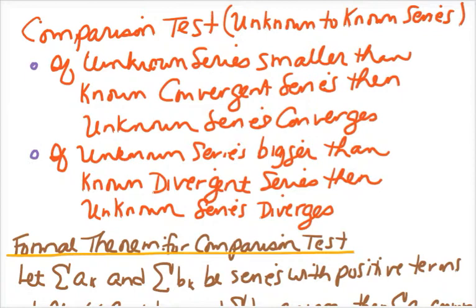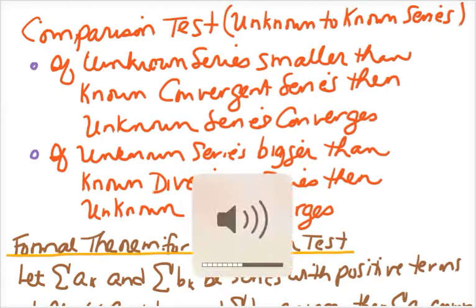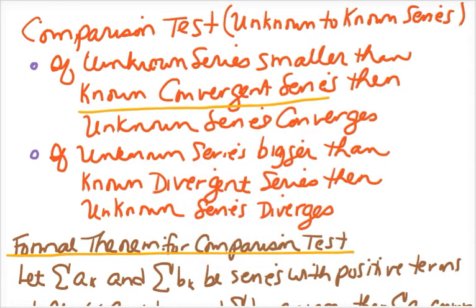know how it behaves. So if your unknown series is smaller than a known convergent series, then the unknown series is going to converge. If it's smaller than a convergent that's known to converge, then it too is going to converge. Similarly, if an unknown series is bigger than a known divergent series, then the unknown series is going to diverge. So in essence, that's how the comparison test is working.